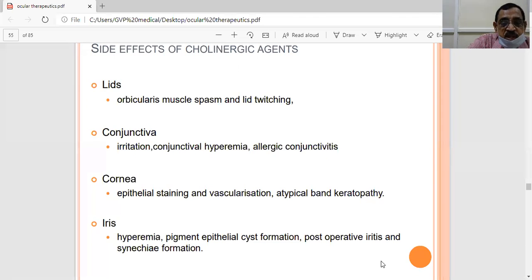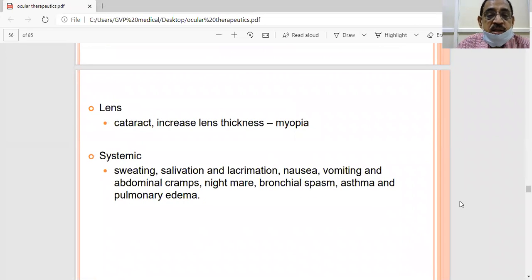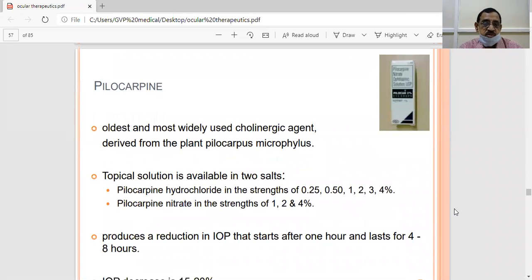Iris, there will be hyperemia, pigment epithelial cyst formation, post-operative iritis, and synechia formation can also occur. Lens, a cataract can occur, increased lens thickness, and the patient may have myopia. Systemic: sweating, salivation, lacrimation, nausea, vomiting, abdominal cramps, nightmares, bronchial spasms, asthma, and pulmonary edema. All these complications may or may not occur, depending upon the individual and their predisposition for it.